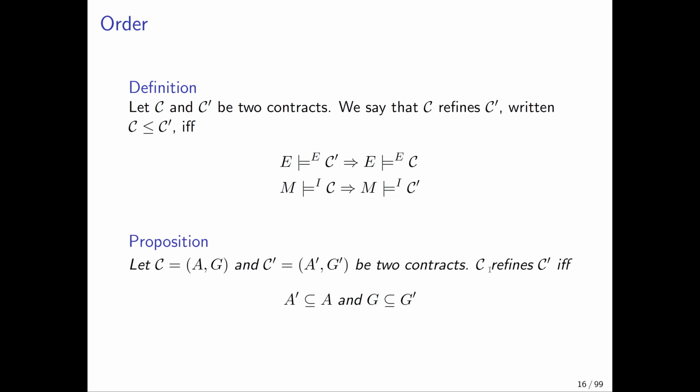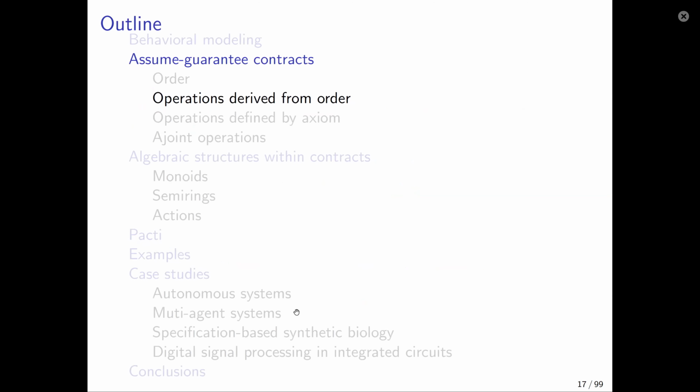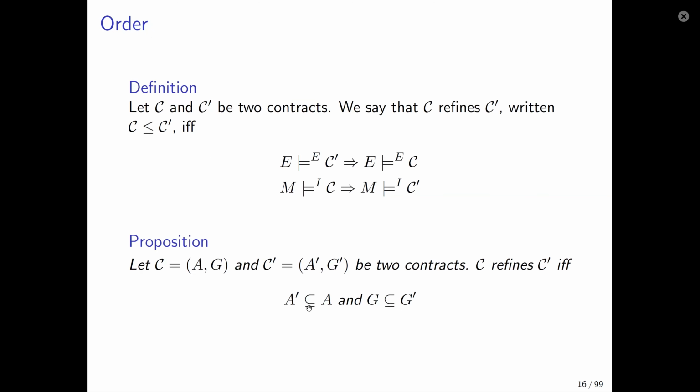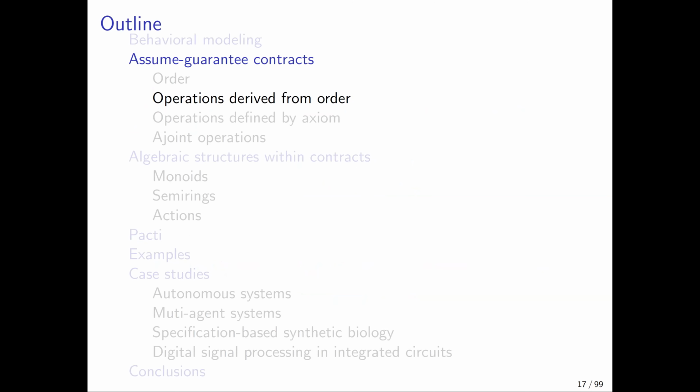Now, C is a refinement of C prime when the G's go in the same direction as the contract refinement and the A's go in the contravariant direction than the refinement direction of contracts. So I think this notion is very intuitive, right? We are talking about environments being contravariant and implementations being covariant. What this notion of order generates for us is two operations immediately that are very useful in design. So we are going to talk about these two operations generated from order.